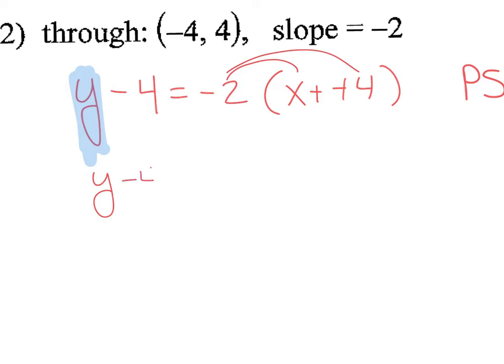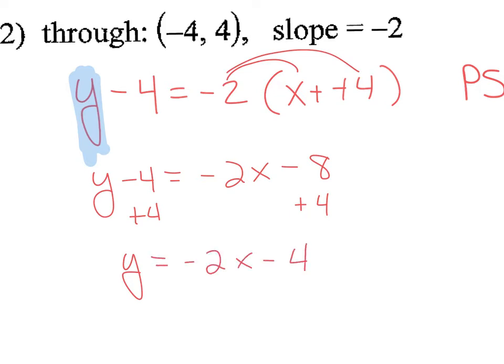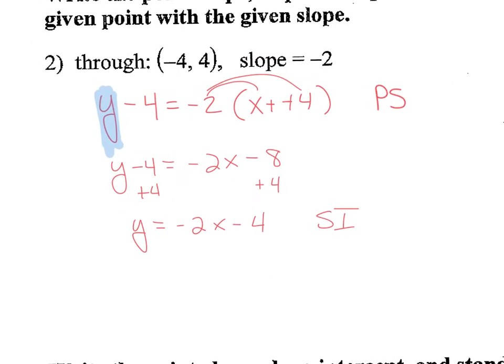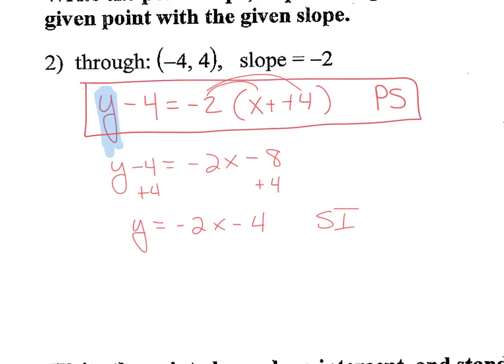So I get y minus 4 equals negative 2x minus 8. And then I'm going to go ahead and continue to isolate that y by adding 4 to both sides. So I get y equals negative 2x minus 4. And that is your slope intercept. Okay, so there's 2 of the 3 answers we need. Again, we've got point slope, and now we've got slope intercept form. So again, slope-intercept, just solve the equation for y. It'll be the same process. Distribute, move this value over.